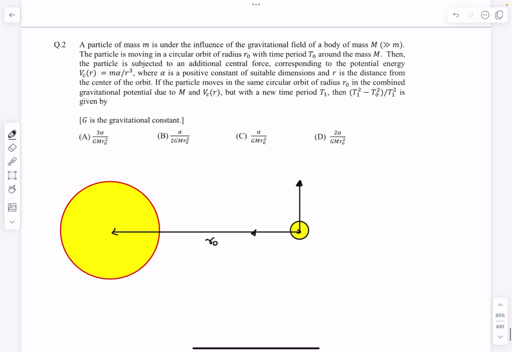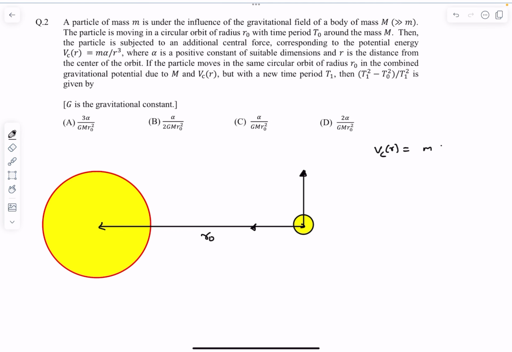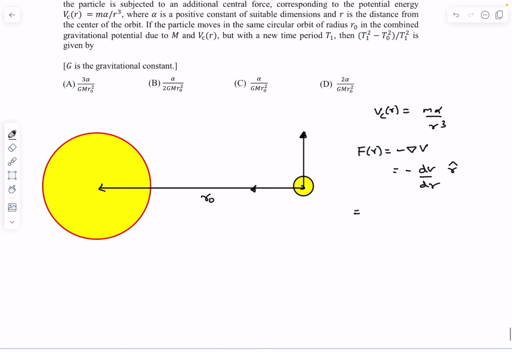Now the potential function of the central force is given. So V is given to be m alpha divided by r cubed. The central force we can obtain by finding the negative gradient of the potential. Now as the potential is just a function of r, F just becomes minus dV by dr. So if we differentiate the potential function, it will turn out to be minus 3m alpha divided by r power 4, and the minus and minus just cancel each other out, and this becomes 3m alpha divided by r power 4 in the r cap direction.